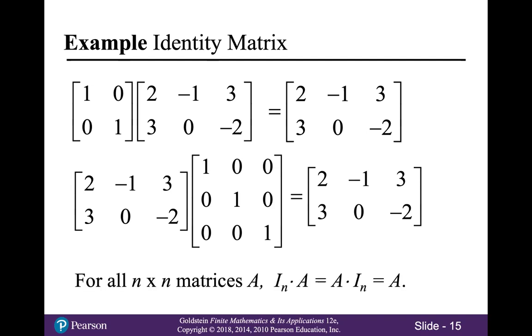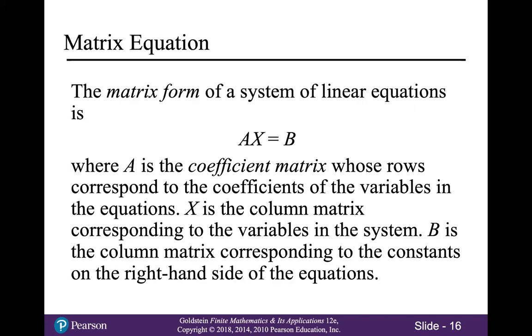Okay. So in general, for all n by n matrices A, I sub n times A is equal to A times I sub n. They're both equal to just A. All right, this is one of my favorite things. We'll be talking about this more in the next section or two.